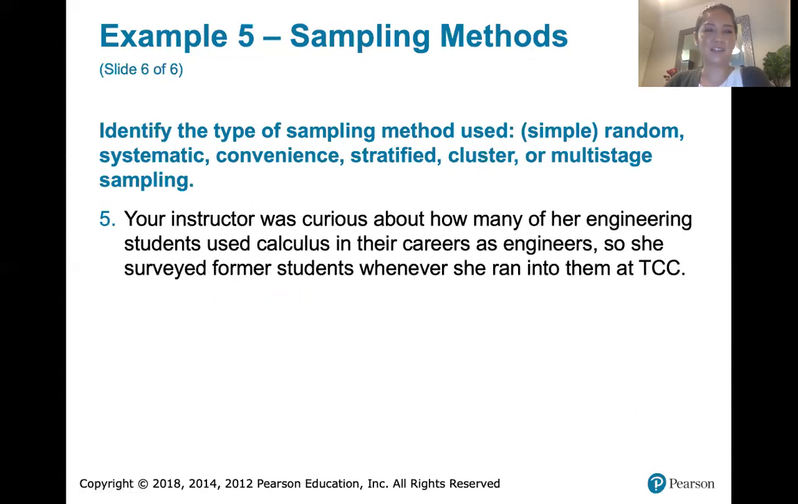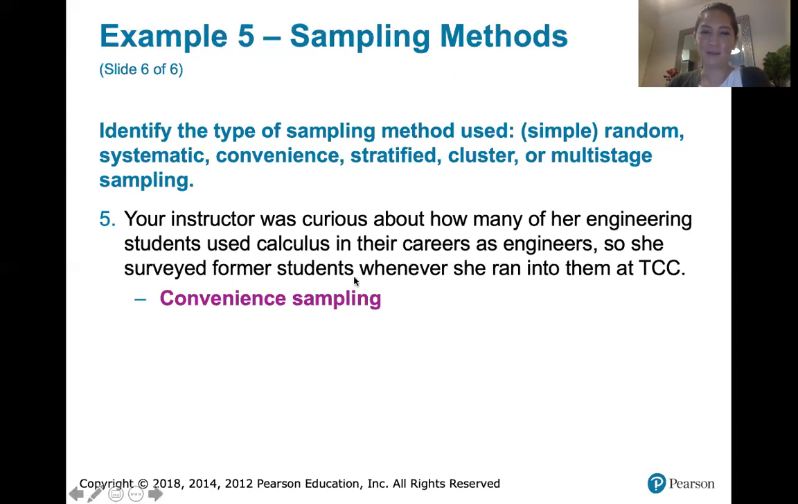And then this last one, it says, your instructor was curious about how many of her engineering students actually used calculus in their careers as engineers. So she surveyed former students whenever she ran into them at TCC. So I meet a former student and I say, hey, did you use calculus in your career? Do you use it now? Is that random, systematic, convenient, stratified, cluster, or multistage? It feels random, but it's not a random sample. That's a convenient sample. I was just asking whoever I ran into.